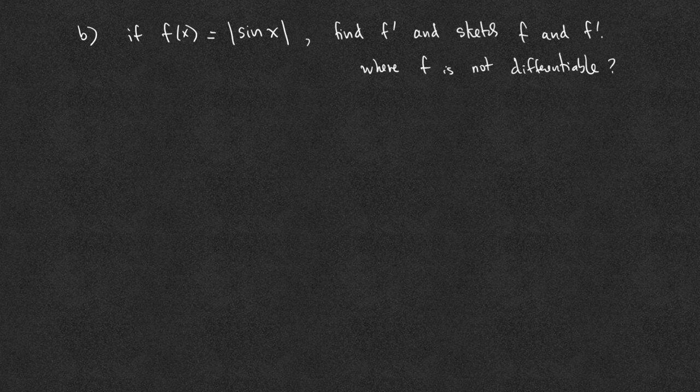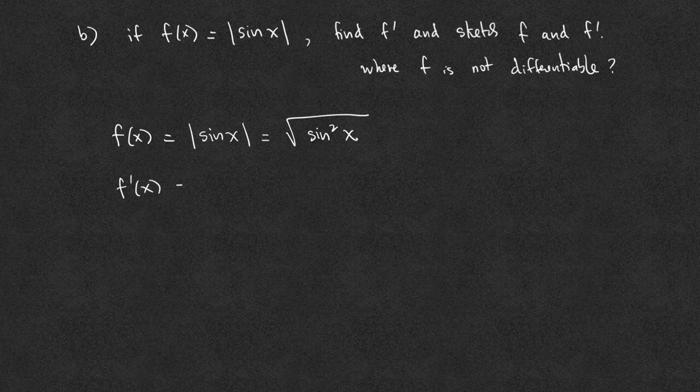Suppose f of x equals the absolute value of sine of x. Find f prime and sketch the graph of f and f prime on the same coordinate axis. Where is f not differentiable? First, we rewrite f of x equals the absolute value of sine of x as the square root of sine squared of x, or the square root of sine of x squared.